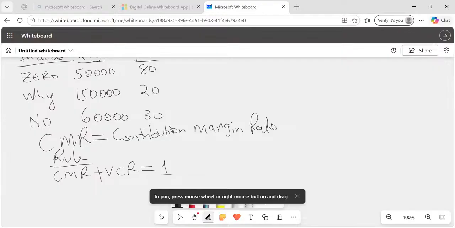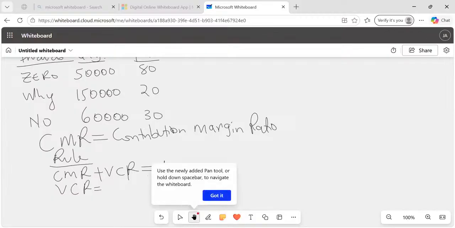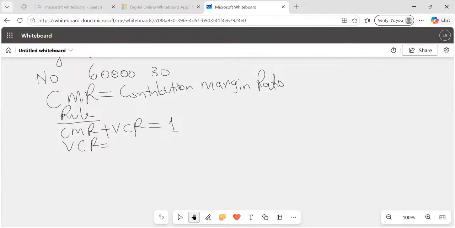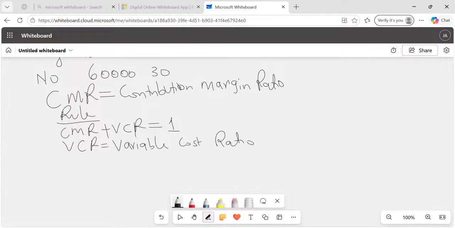Remember very well that this VCR stands for what here, somebody? It stands for variable cost ratio. This VCR stands for variable cost ratio.